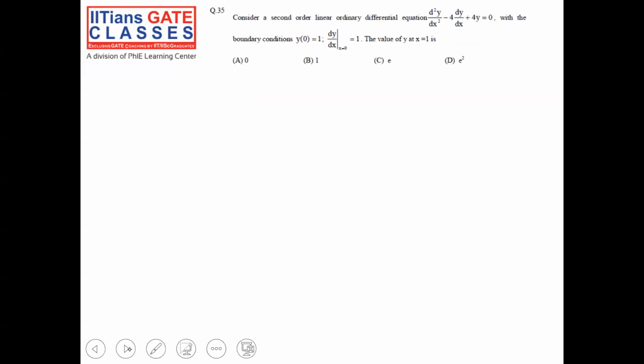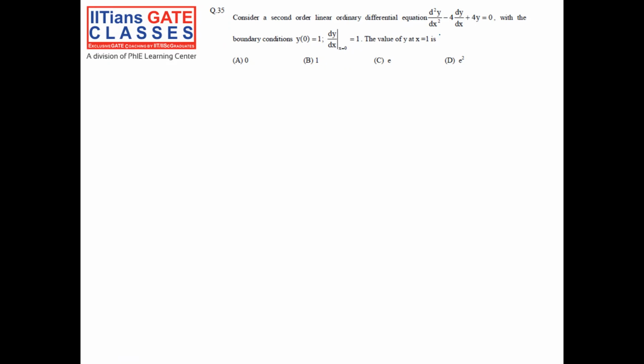Coming towards next question. This question is again from the differential equation. This is for 2 marks. From here, the difficulty level will slightly increase. They have given one differential equation, which is a homogeneous kind of differential equation. So only the complementary function will be the solution. Okay, they are asking us the value of y at x equal to 1.